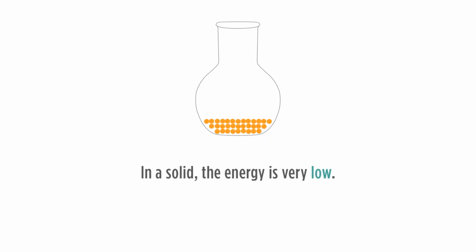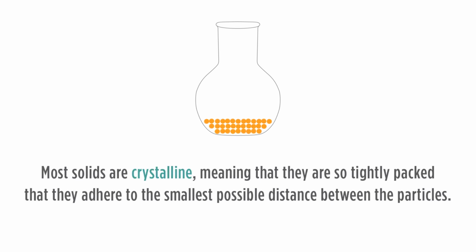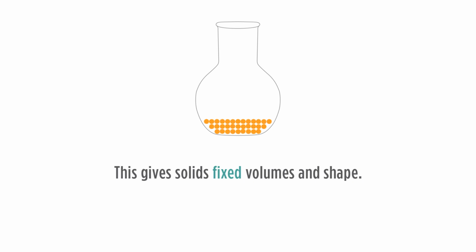If we look at a solid, the energy is very low. The particles are barely moving. We can consider that they're vibrating around a fixed point. They're also tightly packed. Most solids are crystalline, meaning that they are so tightly packed that they adhere to the smallest possible distance between the particles. Because they are so tightly packed, the attractive forces between the atoms and molecules are very strong. This gives solids fixed volumes and shape.